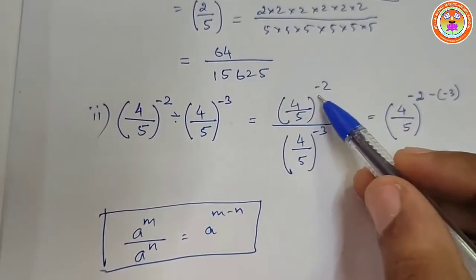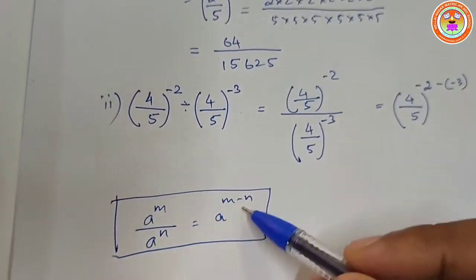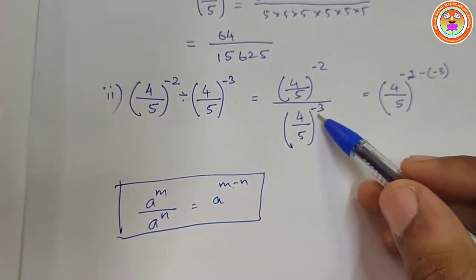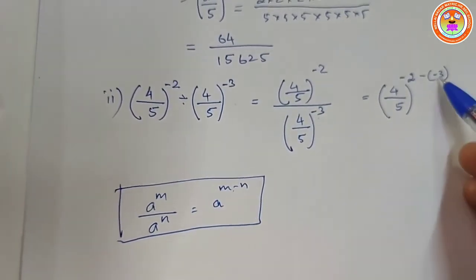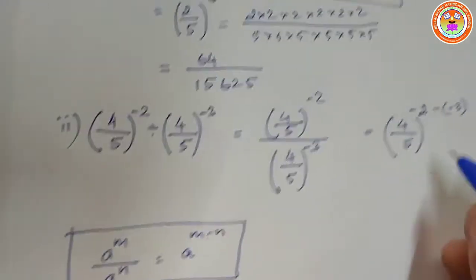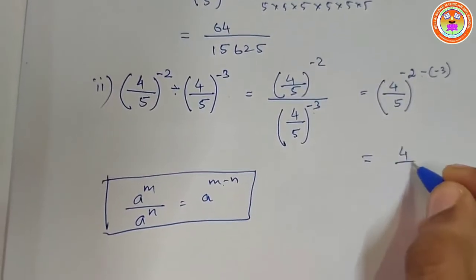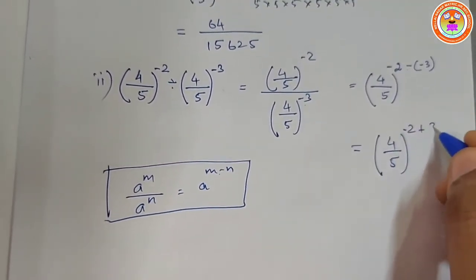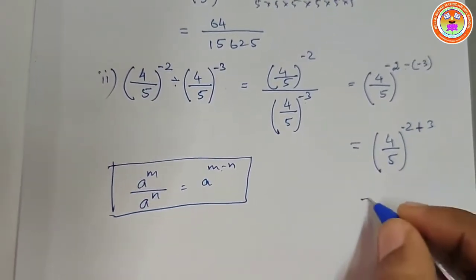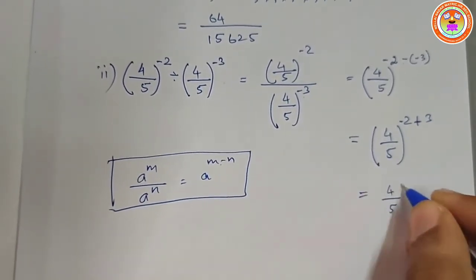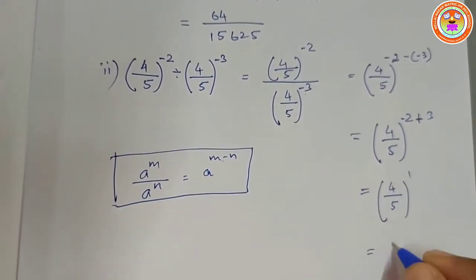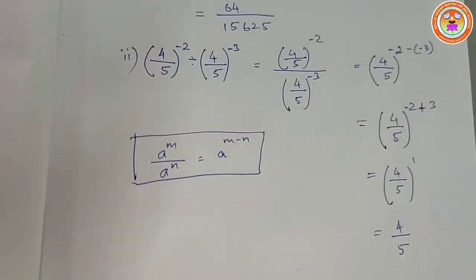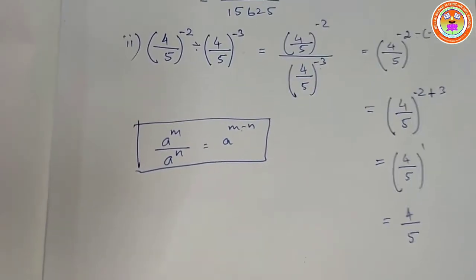Which means (4 by 5) the whole power minus 2 minus minus 3. So here the power is minus 2. Since the formula here is minus, I have put minus here. In the denominator, the power is minus 3, so I have put minus 3 here also. So which implies (4 by 5) the whole power minus 2 minus of minus, plus 3. 3 minus 2 is nothing but (4 by 5) the whole power 1, which is equal to 4 by 5. Clear, children? Now we will move on to the third subdivision.